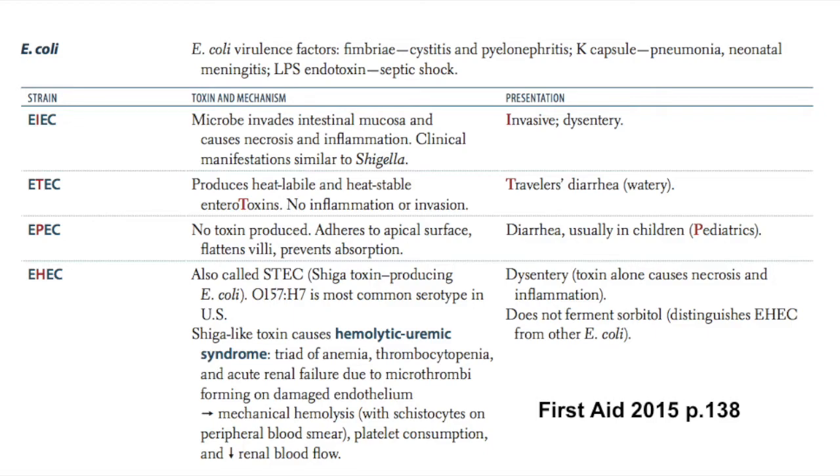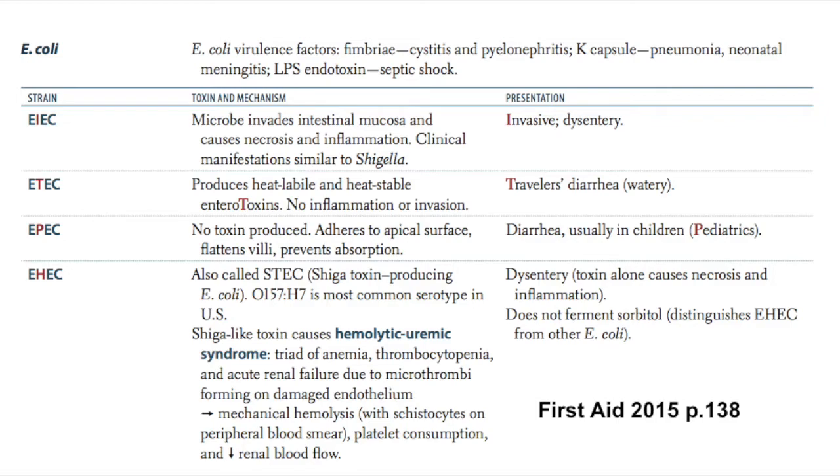There are some other garden variety types of E. coli, which includes enteropathogenic E. coli. And this causes a diarrhea, but it's not a toxic effect on the bowel mucosa. It's really due to malabsorption, which causes sort of an osmotic diarrhea. And that's more typical of diarrhea in kids, this EPEC.